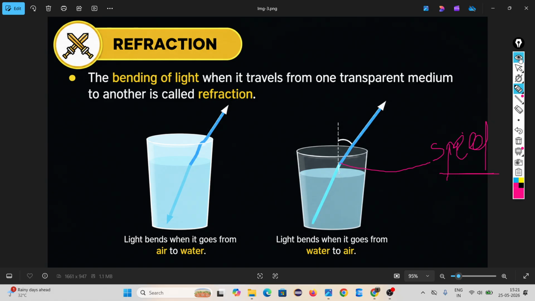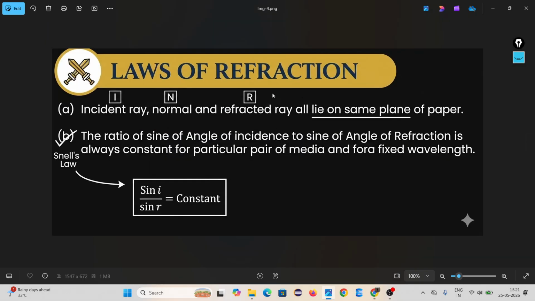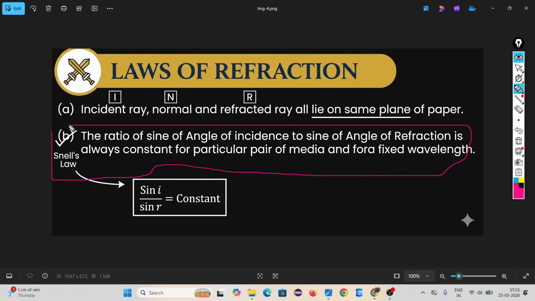Okay, sir. Then we learn the laws of refraction. Here two laws are there: the incident ray, normal, and refracted ray all lie on the same plane. It is like the laws of reflection. But the second one is a little bit different. The second one is called Snell's law.